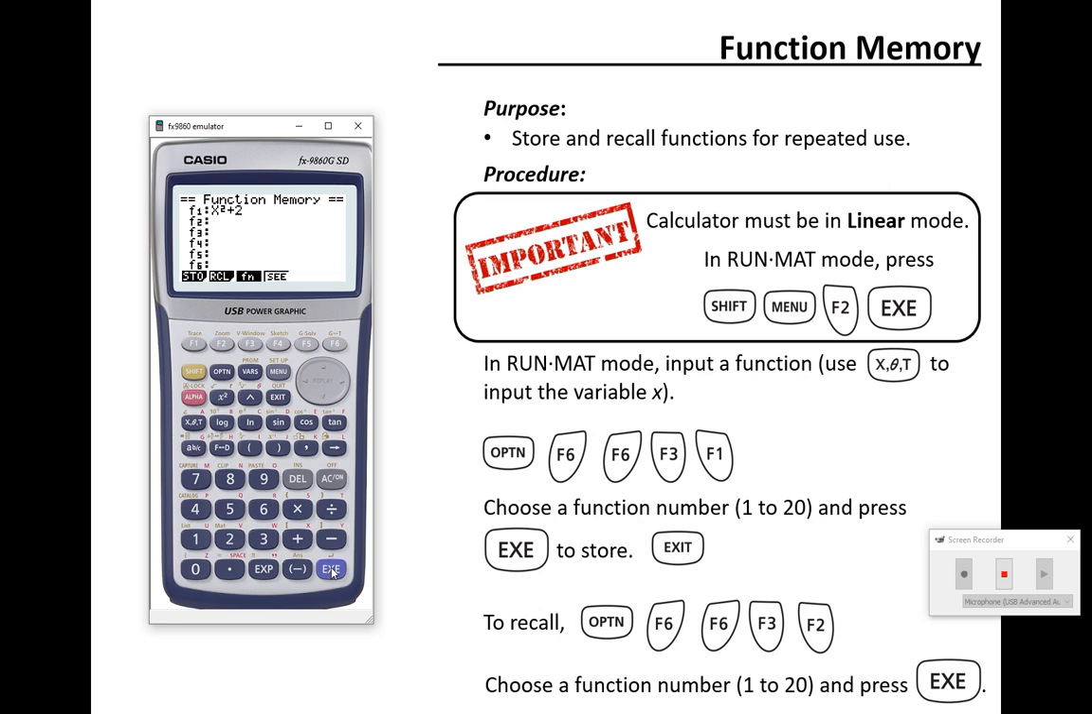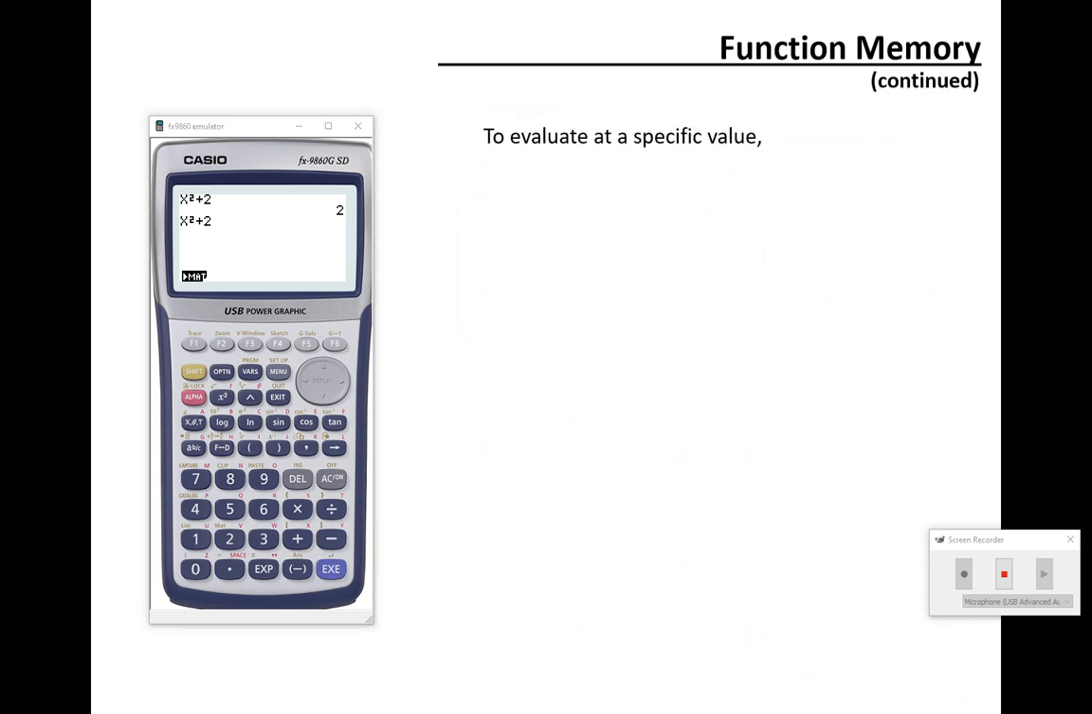Now I can plug numbers into it pretty easily. That is, if I want to evaluate, if I want to recall that function, I can right out of there. And if I want to evaluate it at a certain value, what I do is exit out of that, and it says in run mat mode, use function, choose a function number to recall. I did recall. Now I want to evaluate at a specific value. You're like, okay, now it's in there. How do I plug a number into that function? You go option, F6, F6, fmem.